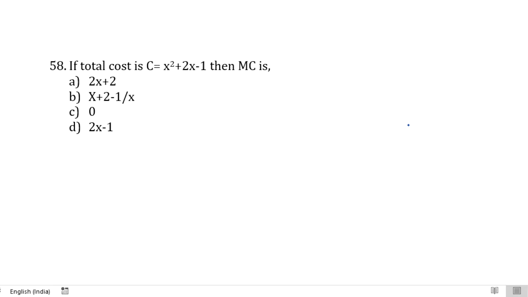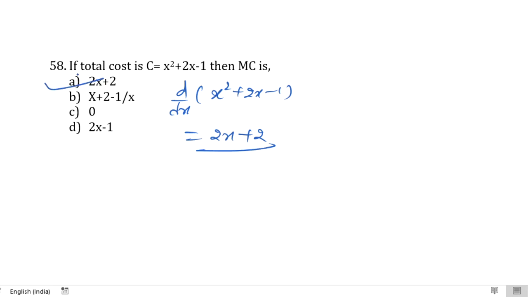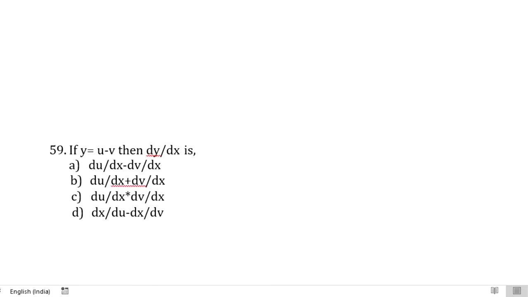Marginal cost. So what is marginal cost? Marginal cost is nothing but dy by dx of the cost function, that is dy by dx of x square plus 2x minus 1. What is the derivative of x square? 2x. What is the derivative of 2x? It is 2. What is the right answer? Option A is the right answer. Clear? Simple formula: y is equal to u minus v, then to find the derivative it is nothing but du by dx minus dv by dx. Clear? Okay, let's move on to the next question.